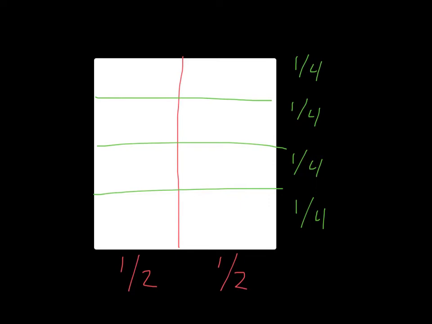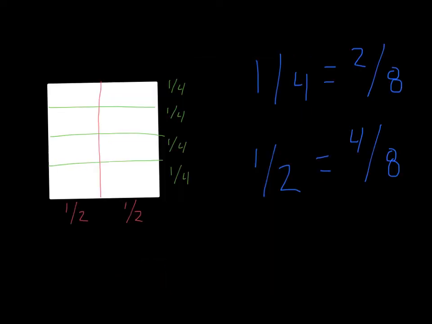Now if I count the sections, I see that I have 8 sections. That's going to be the easiest common denominator to work with. And looking at this, as I count them, I see that inside 1/4 I have 2 of those eighths, and inside 1/2 I have 4/8.